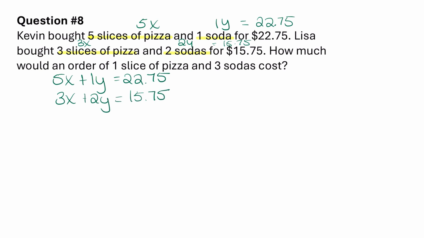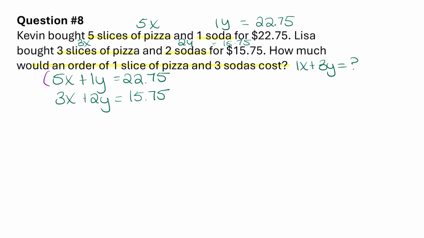So in this final answer, they want us to say how much would an order of 1 slice of pizza and 3 sodas cost. So it's basically saying what is 1x plus 3y equal to, okay? So now let's think about how we want to solve this system of equations. Remember, you want to be on the lookout for a variable you want to eliminate. If I'm looking at this system, I think y is going to be easier to eliminate because I'm always on the lookout for a coefficient of 1.